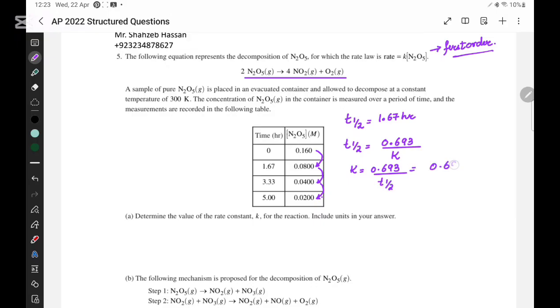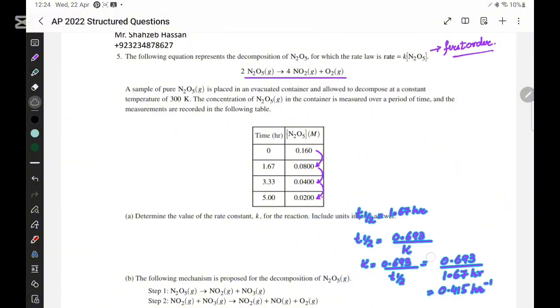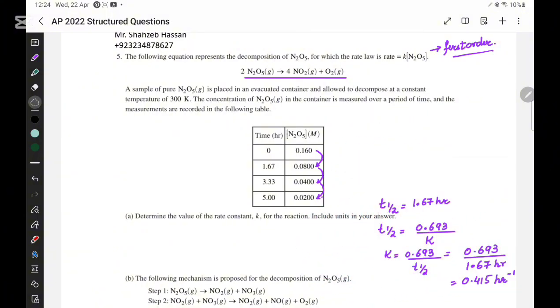0.693 divided by half-life, which is 1.67, and the answer comes out to be 0.415 per hour, because that is hour, and when it goes up it becomes per hour. So this is going to be the right explanation for this one. We can write it. Yes.